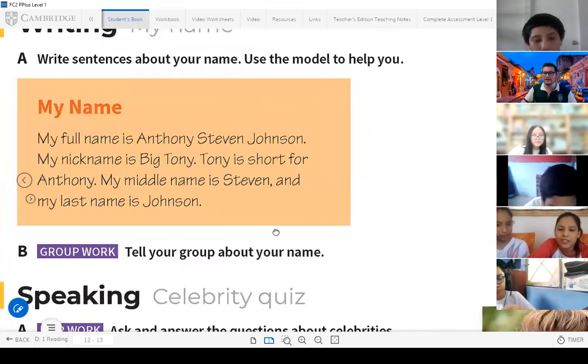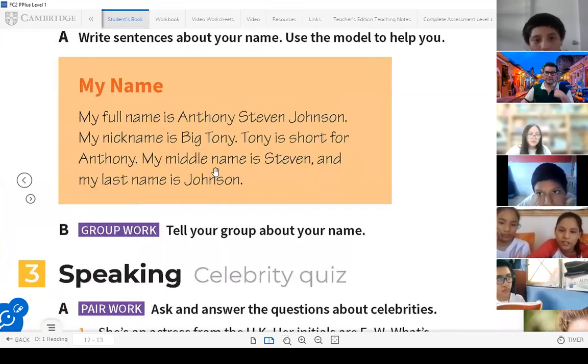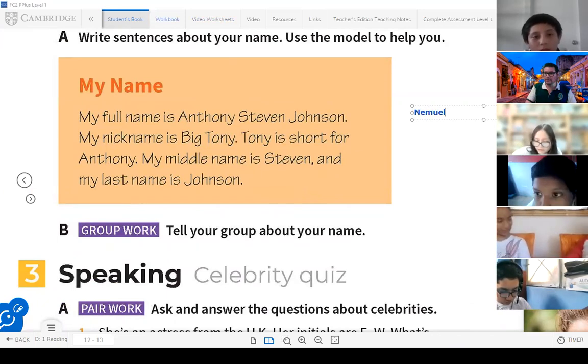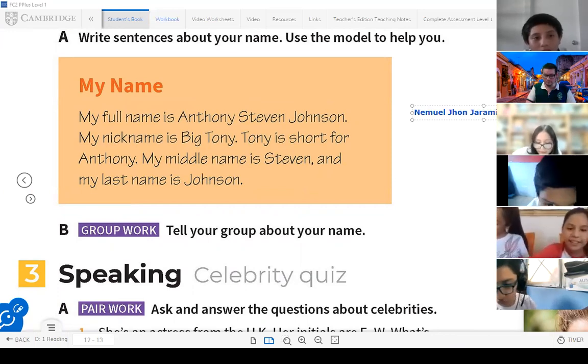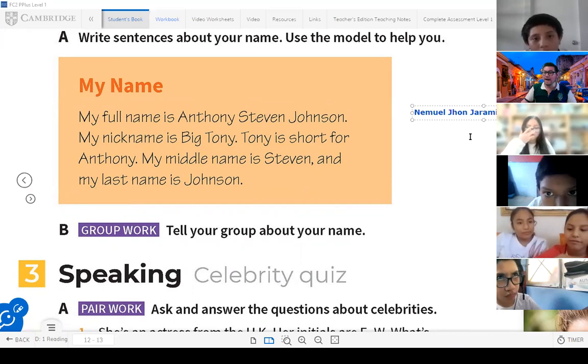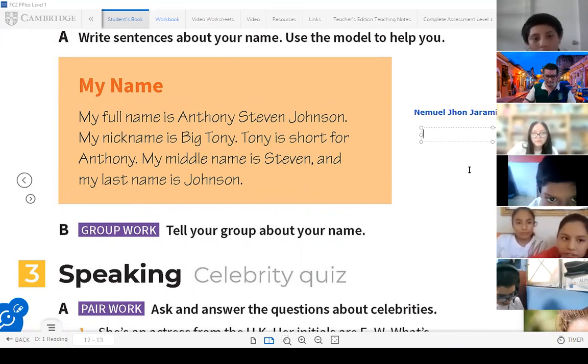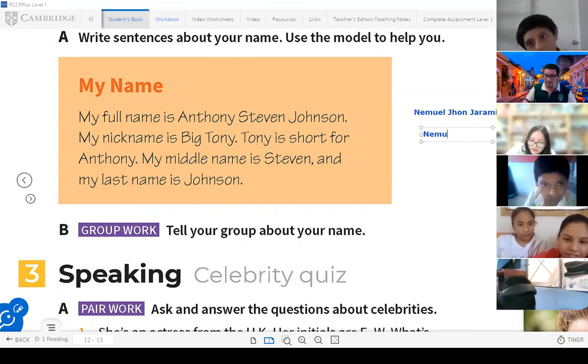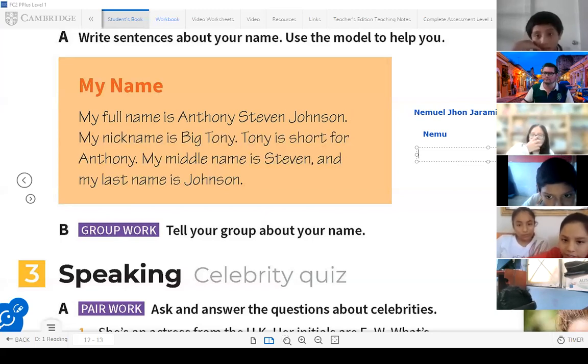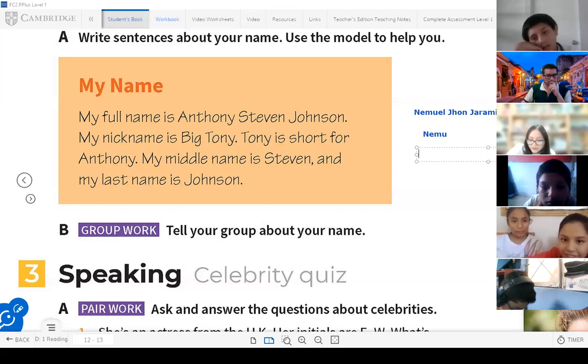Okay. I can tell about this, no? For example, I'm going to write, my full name is Nemuel John Jaramillo Bravo. My nickname is, oh my God, this is too embarrassing. My nickname is Nemu. I can say Nemu is the short form of Nemuel. My middle name is John and my last name is Jaramillo. Who can tell me about his name? A ver, ¿quién me puede hablar acerca de su name now? Tell me.